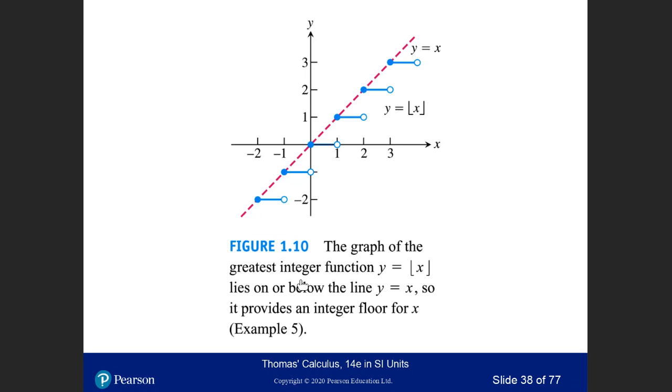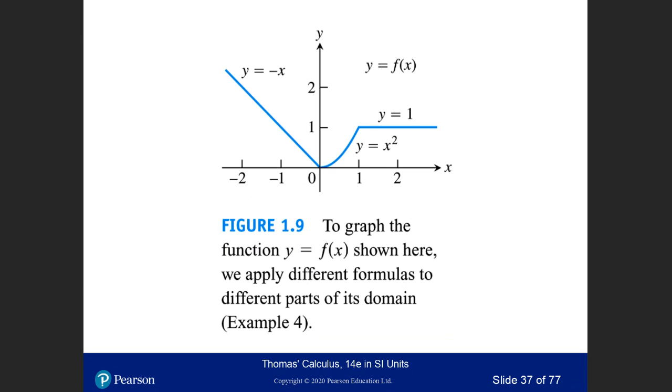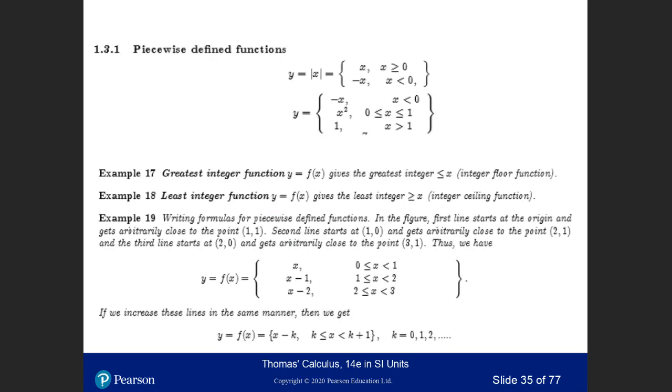Okay, let's go back to the page defined. So that's the greatest integer floor function. Now there's the least integer function. In this case, y is equal to f of x gives the least integer which is greater than x. So that's called the integer ceiling function. Okay, let's look at the graph of this one.